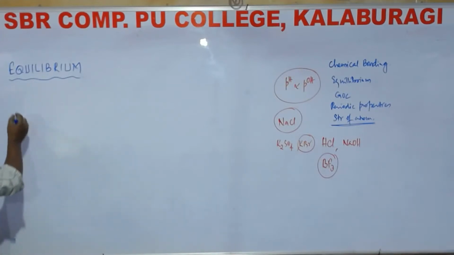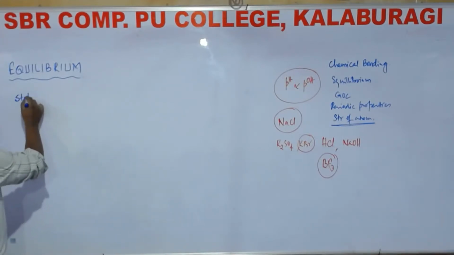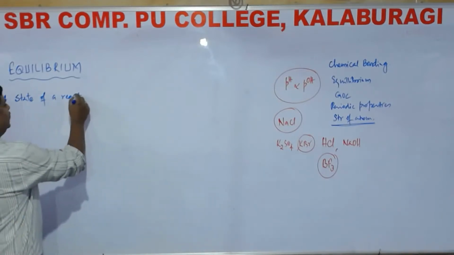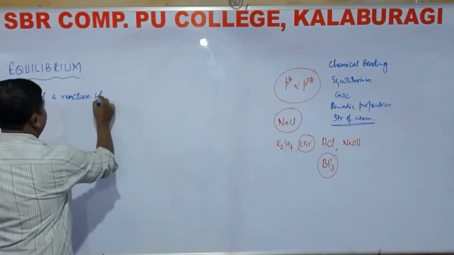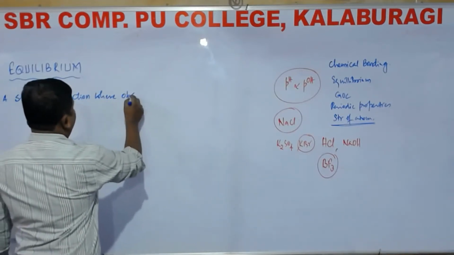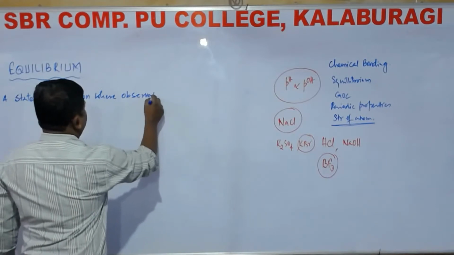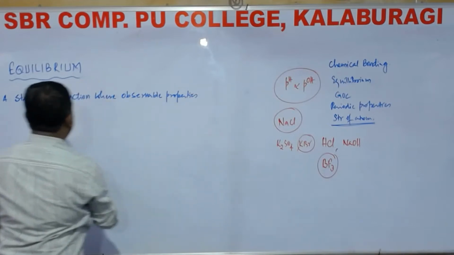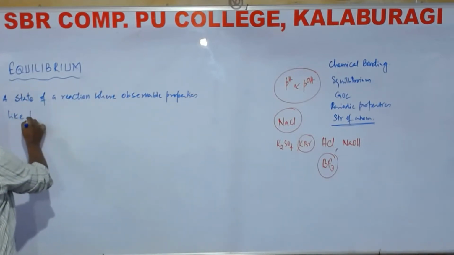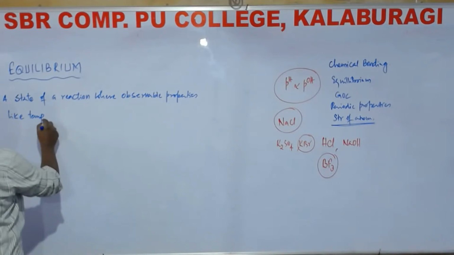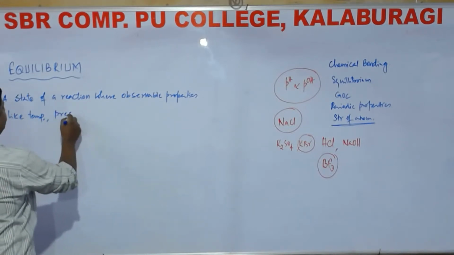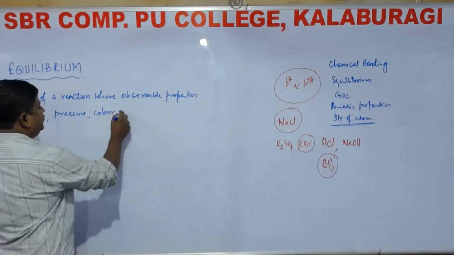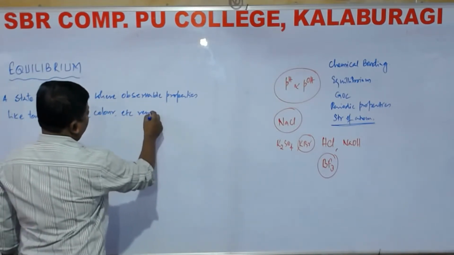A state in a reaction where observable properties of the reaction remain almost constant is commonly called equilibrium. So here, the state of a reaction where observable properties like temperature, pressure, color, etc. remain constant.